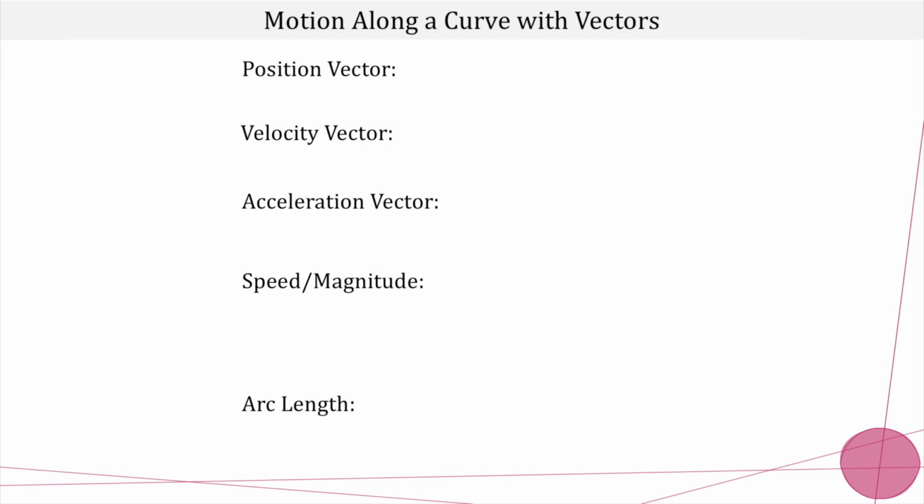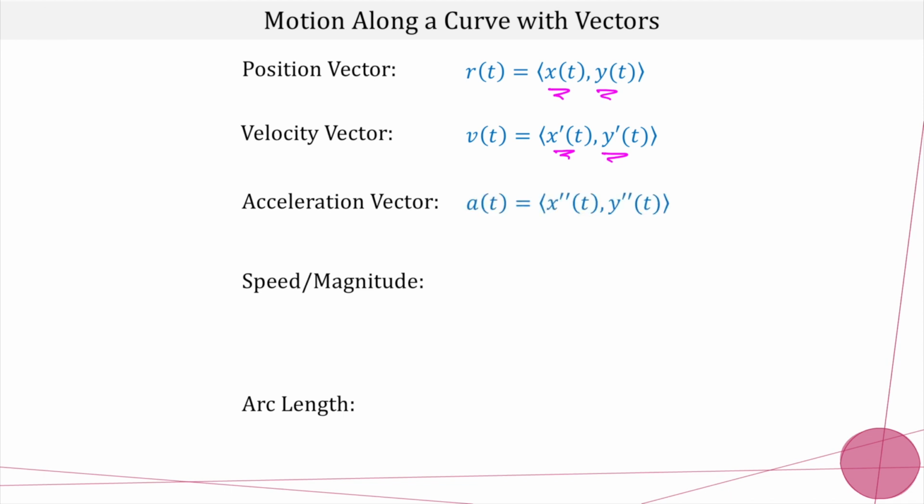We can do motion along a curve with vectors, which we actually started talking about just a little bit in the last lesson. We would start with a position vector, r of t equals x of t comma y of t. To get a velocity vector, guess what you do? Just take the first derivative: x prime of t and y prime of t. Any guesses on the acceleration vector? We now have the double derivative of the x component and the double derivative of the y component.